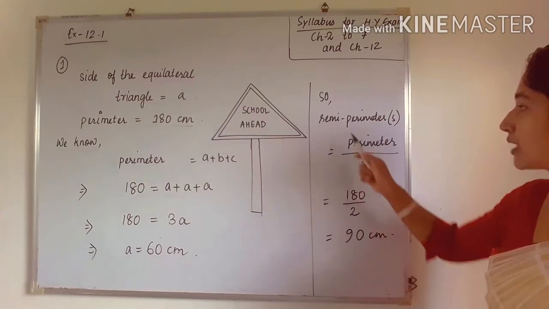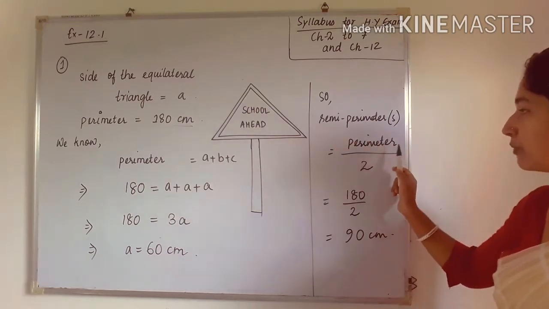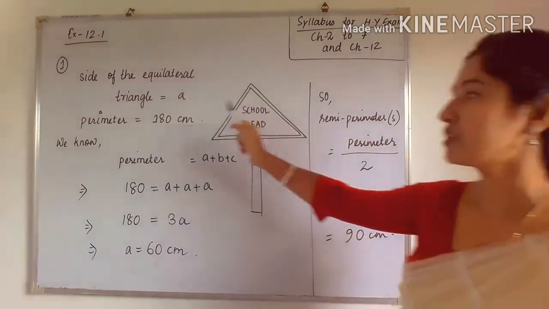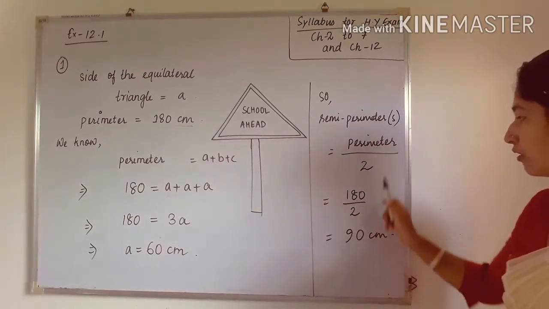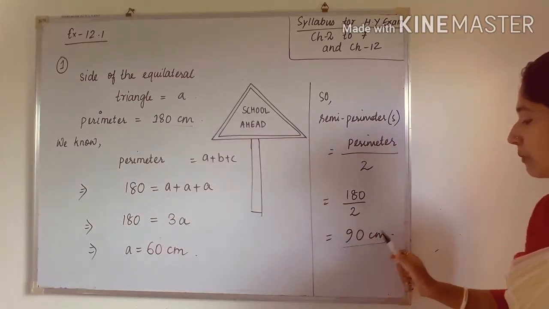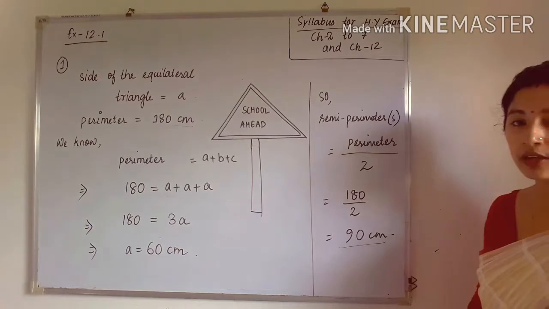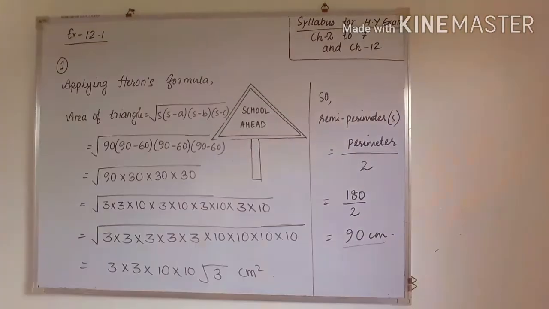For Heron's formula, next we have to find the semi perimeter, which is half of the perimeter. As the perimeter is already given, we will divide it by 2. That way we can easily find the value of the semi perimeter, that is 90 centimeter. So the next step, we have to apply Heron's formula.